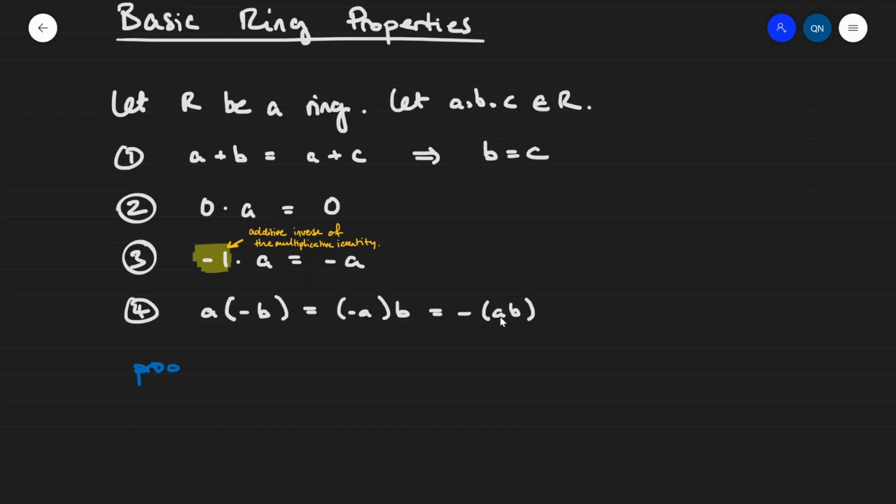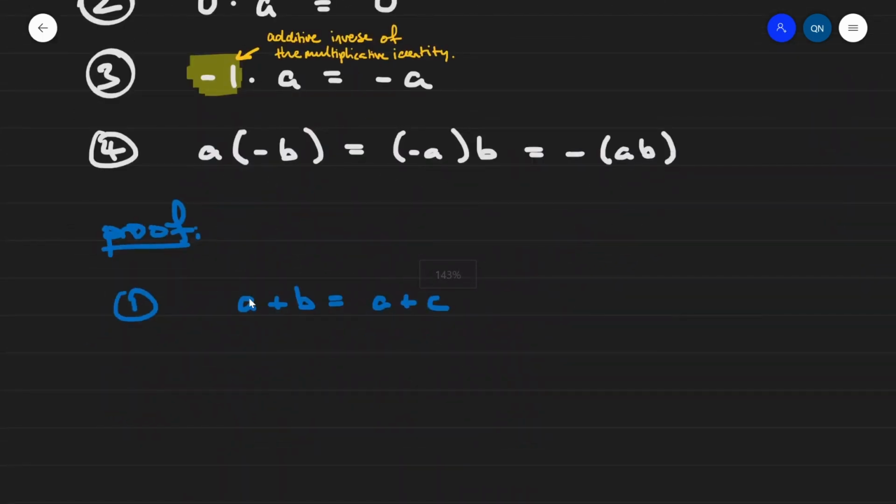Let's give their proofs. So for part 1, this one's pretty simple. You start off with A plus B is equal to A plus C, and I'm going to add the additive inverse of A on both sides. So what's the additive inverse of A? It's negative A, so this is one whole element here.